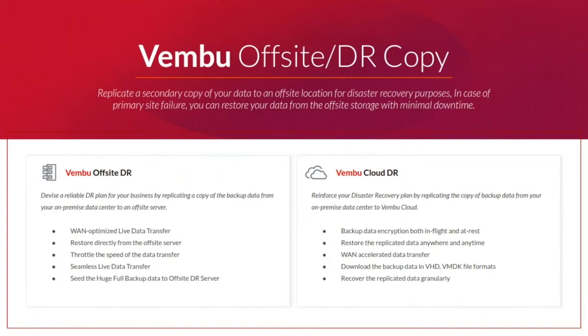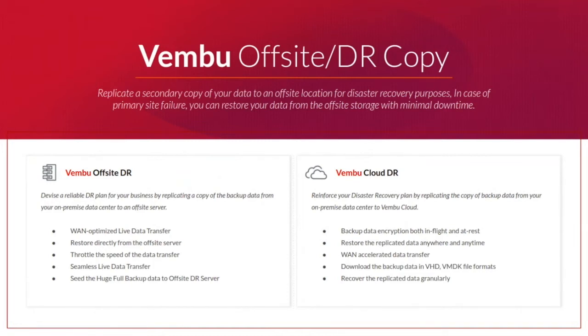And the second one is the Vembu Cloud DR. Vembu Cloud DR is for users who want to store this secondary copy in the cloud. This is a hybrid deployment where you have one copy of data at the local data center, and the secondary copy you can send to Vembu Cloud. That means it's a Vembu-maintained cloud service which is based on AWS. So you can send a copy of backup data to Vembu Cloud.